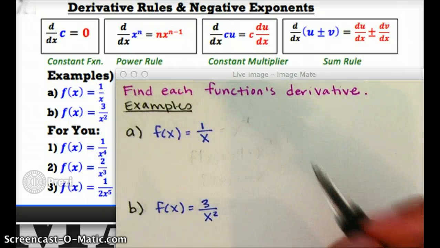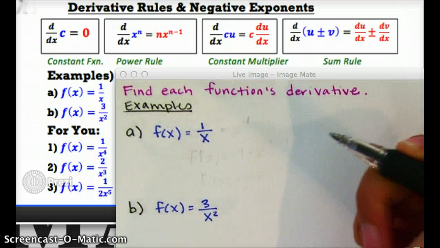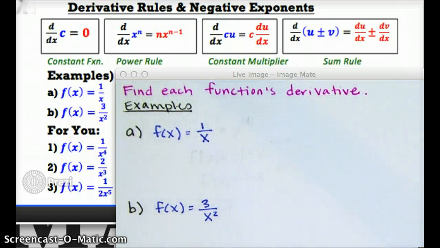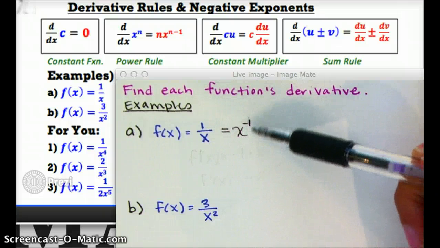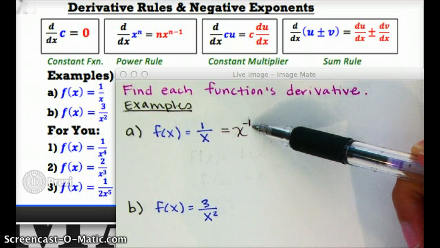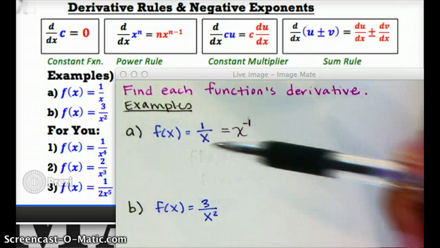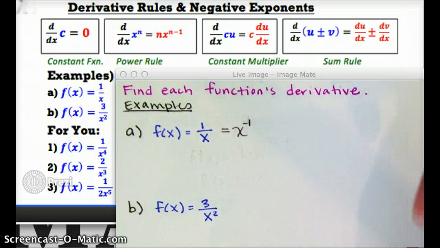But if you remember from Algebra 2, there is a way to rewrite this reciprocal function so that it becomes a power function. And that would be to rewrite f of x, instead of being 1 over x, to write it as x to the negative 1 power. Of course, I can do that because the meaning of a negative exponent is just a reciprocal of what you started with. Now that it's in this format, taking the derivative is easy.